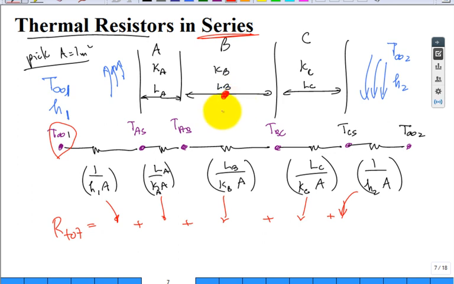Well, you can introduce a node there and then put the two resistors, where this one will have a thickness L sub B divided by 2 and this will have a thickness L sub B divided by 2. You introduce the node where you want to know the temperature. Sometimes you don't even want to know that interface temperature, but you know that there's a change in the thermal conductivity, so you better put a node at the contact between the two. Solve a few problems, and that'll help.